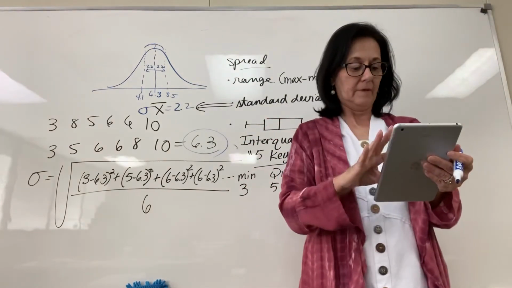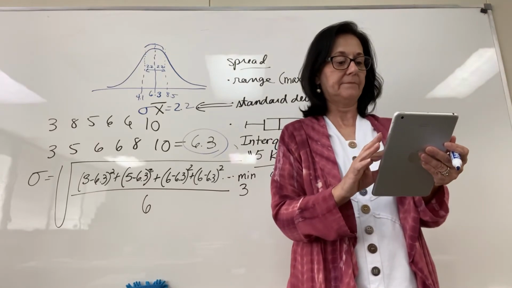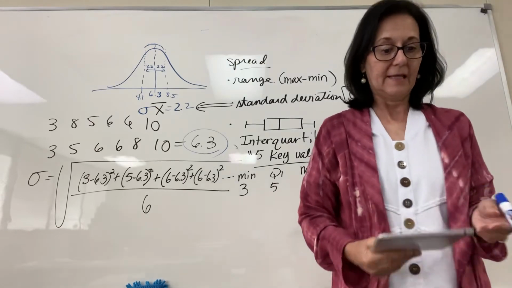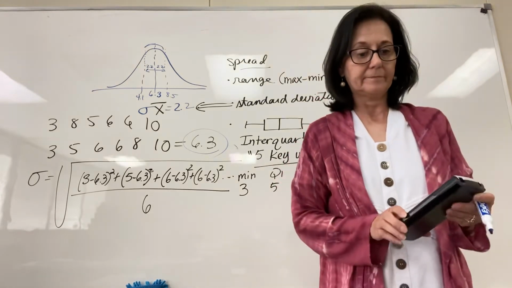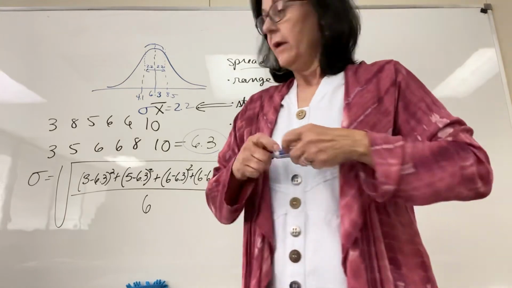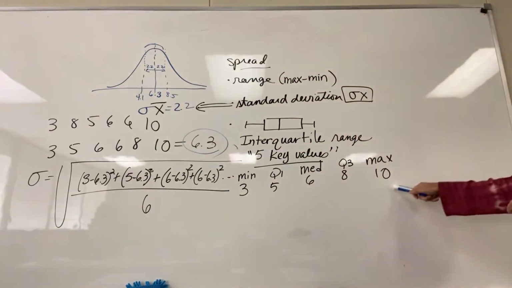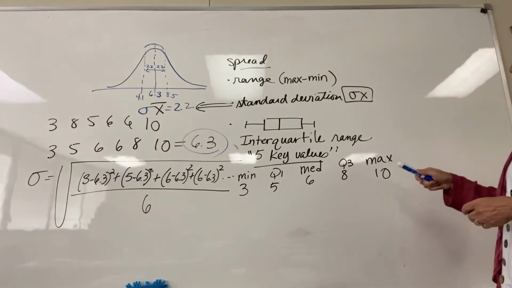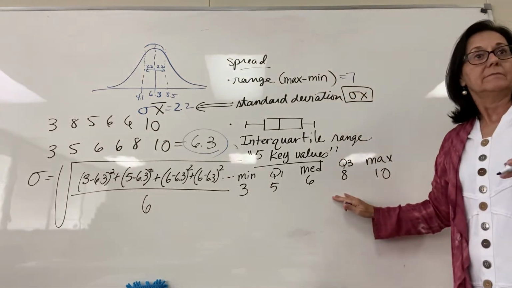Now, they do the range. What is the range? The range is easy. The range is the high minus the low. That's all the range is. The high minus the low. All right, so here, looking at that range, the range for this data is 10 minus 3, which is 7, okay?